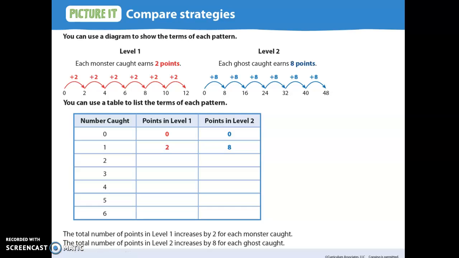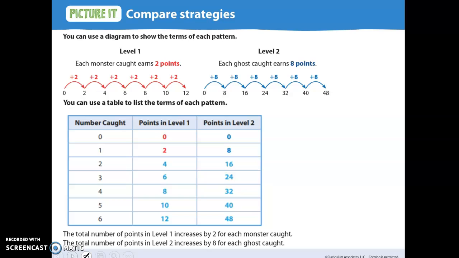So you can see that this one, the terms are listed out horizontally for the 2 different levels. And then using that, fill in this chart for level 1 and this side of the chart for level 2. And then down here, it talks about the total number of points in level 1 increases by 2. So we're increasing by 2. And the total number of points for level 2 increased by 8. So go ahead and fill in that chart.